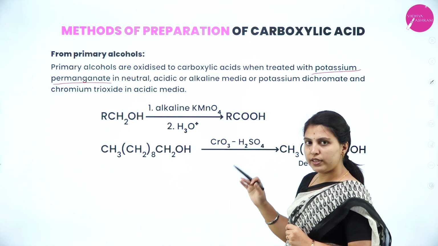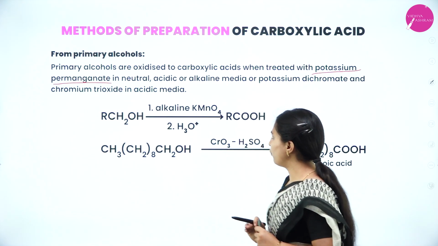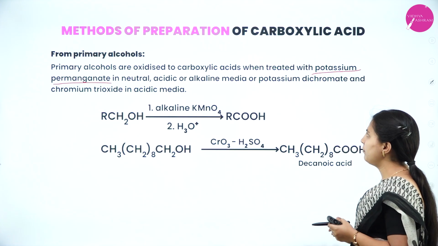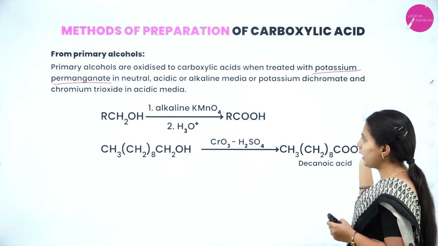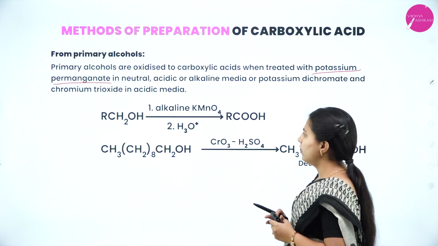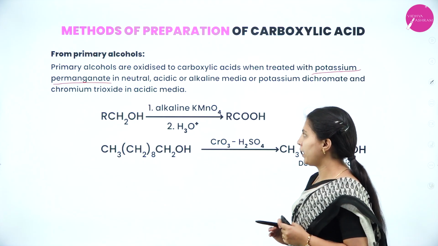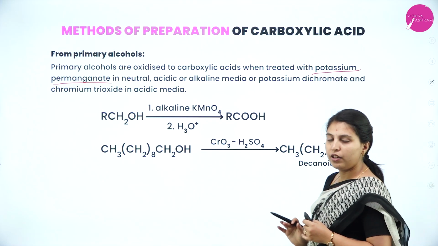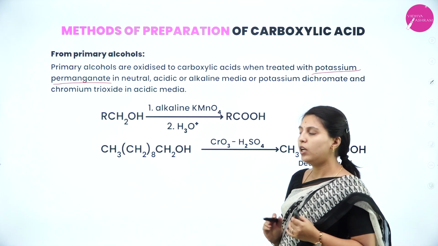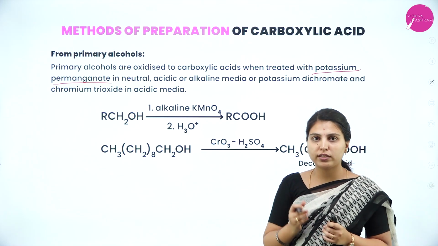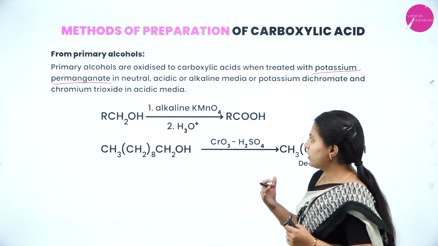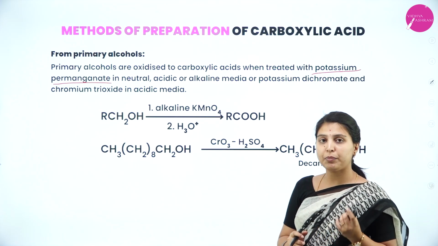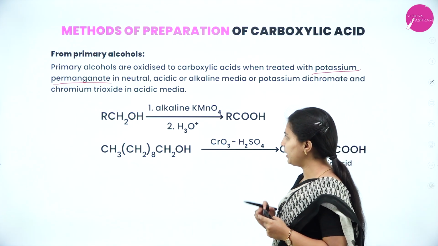Primary alcohols oxidized with KMnO4 in neutral, acidic or alkaline media, or with potassium dichromate and chromium trioxide in acidic media, form carboxylic acids. We know potassium permanganate and potassium dichromate are the best oxidizing agents. Potassium permanganate may be used in neutral, acidic or alkaline medium, but potassium dichromate should be used in acidic medium.